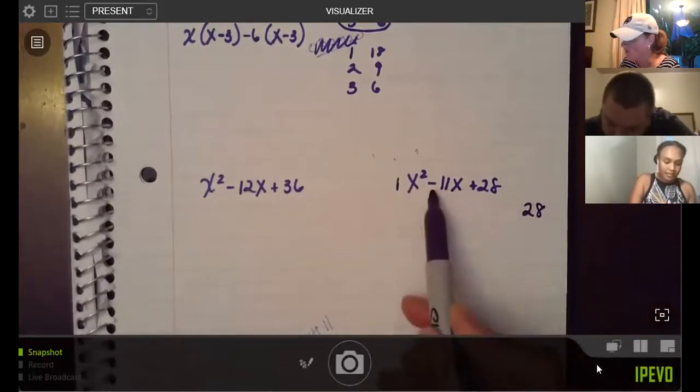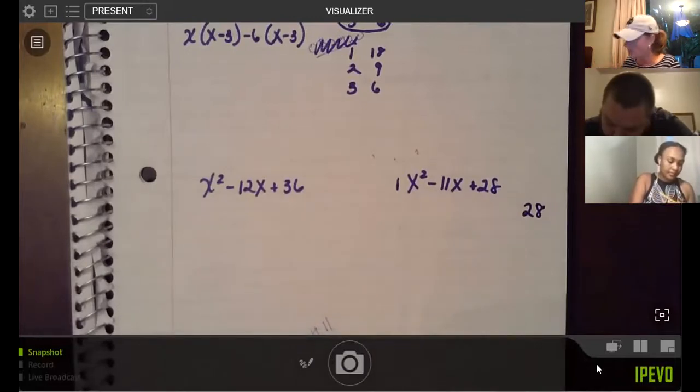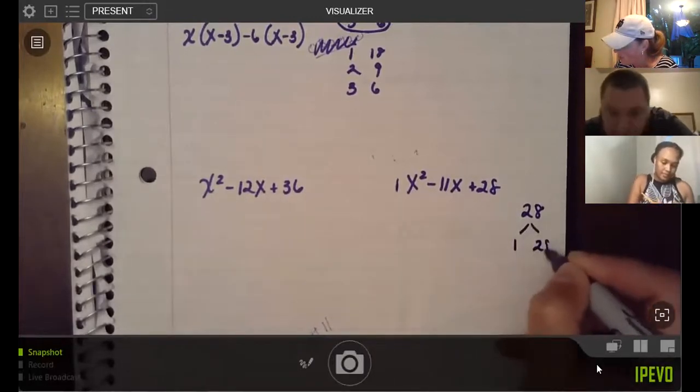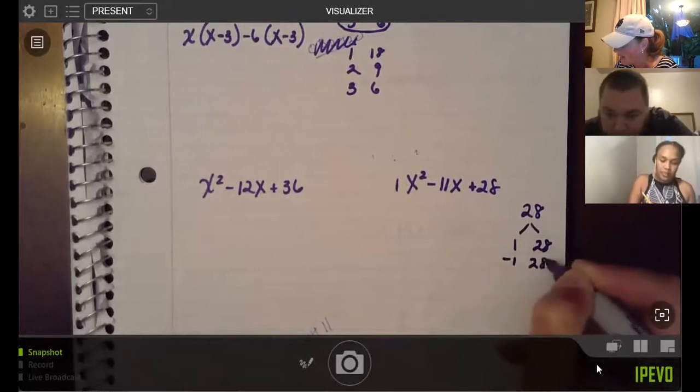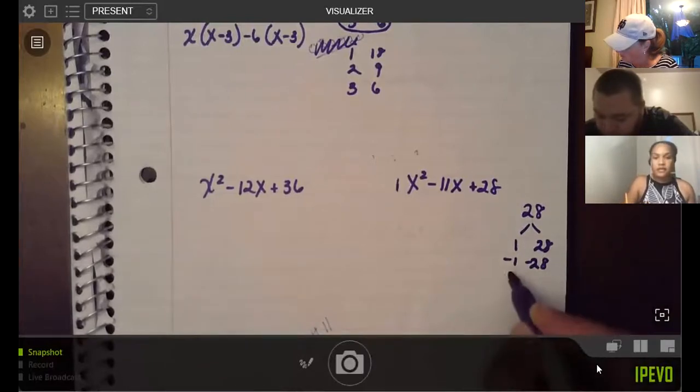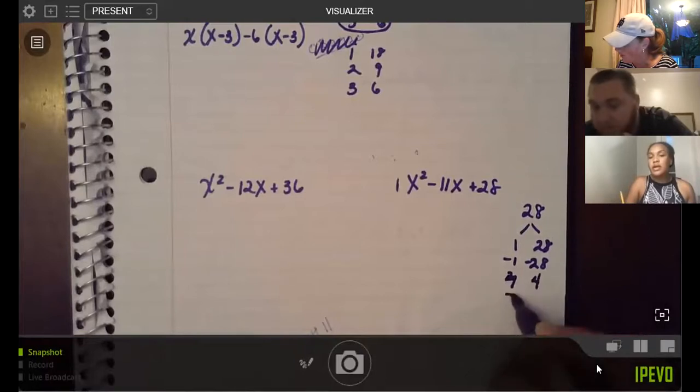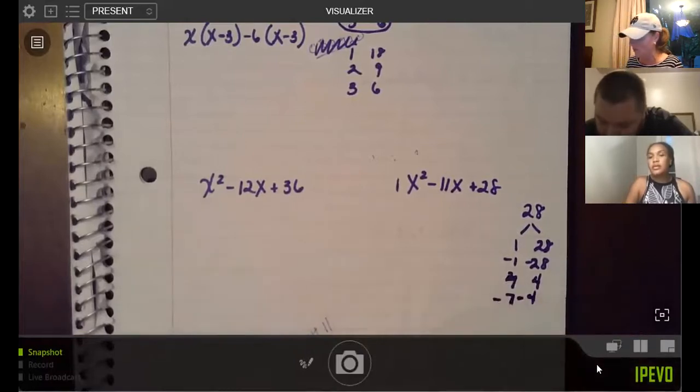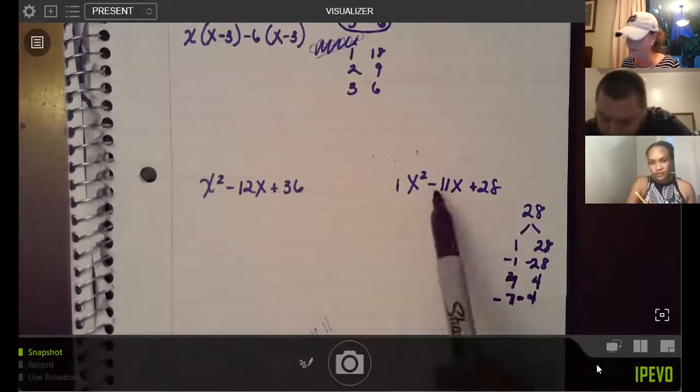Now, when I multiply 2 numbers together, they either both are positive or both are negative to get a positive 28. Do you see what I mean? Yes. Okay, what are the other factors? 2, 14, 4, 7. Yeah, and they're either both positive or both negative. So 7 plus 4 is positive 11. Negative 7 plus negative 4 is negative 11. That's the one we want.